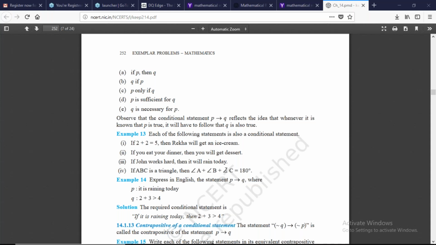Got it? The last case is I'm saying ABC is not a triangle, then angle A plus angle B plus angle C is not equal to 180 degrees. Do you understand now? P is false, Q is also false. Ultimately, the truth value is true. I hope you got the difference.